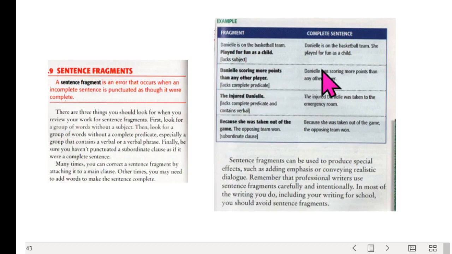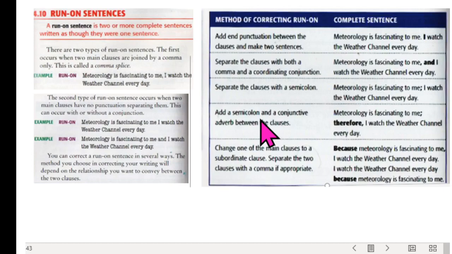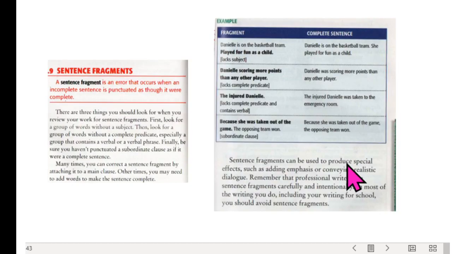Daniel was scoring more points than any other players. The verb is what they needed. The verb or the main auxiliary verb. So if you omit some verb, it is also an incomplete sentence. Because she was taken out of the game. This is not a complete sentence. This is a subordinate clause, and so on.